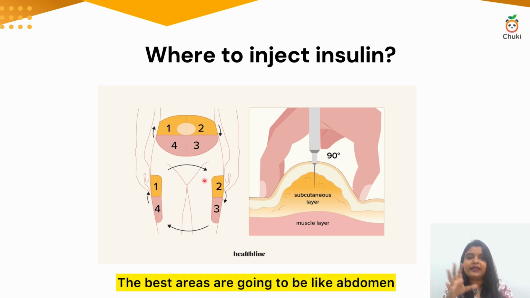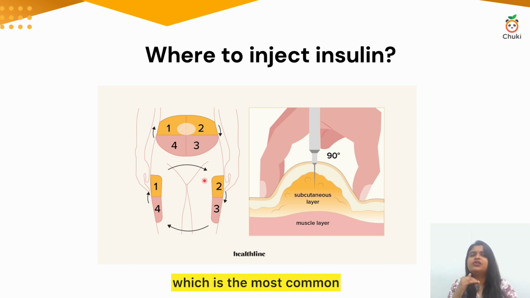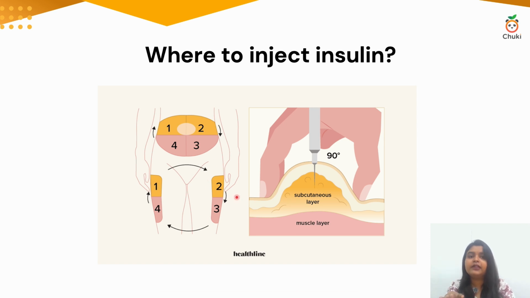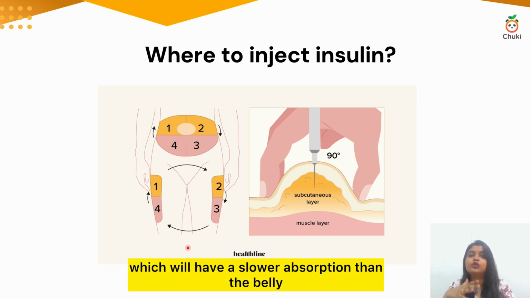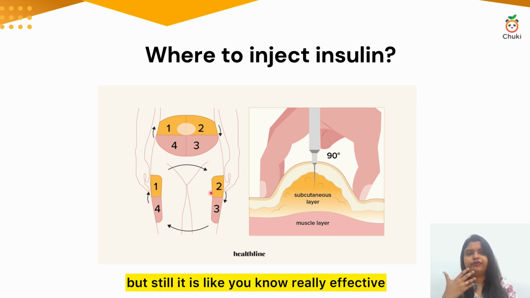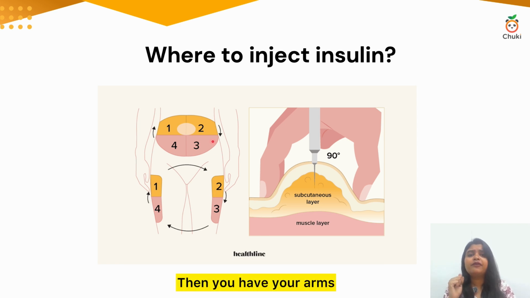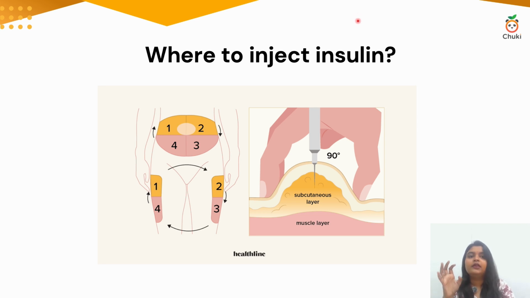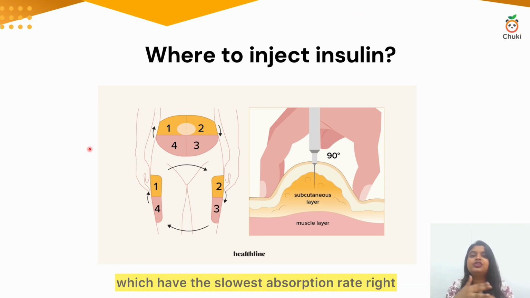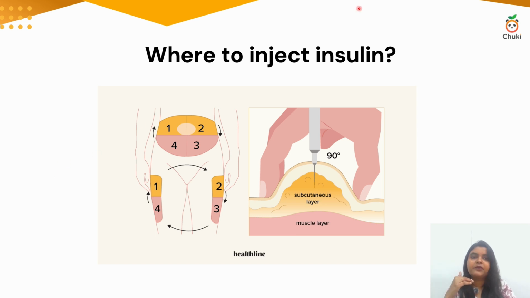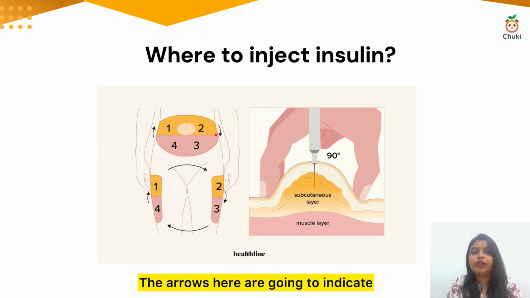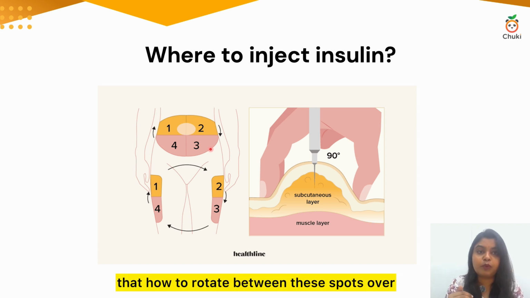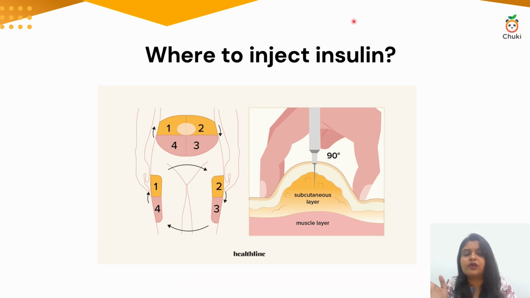The best areas are the abdomen, which is your belly area, the most common and fastest absorbing site. Then you have your thighs, on the front side, which have slower absorption than the belly, but are still really effective. Then you have your arms, the upper outer side, which are convenient spots, but may be harder to reach alone. Then you have your buttocks, the upper part, which have the slowest absorption rate. The arrows here indicate how to rotate between these spots over time to prevent any lumps or skin irritation.